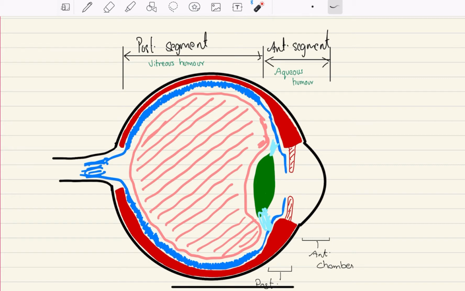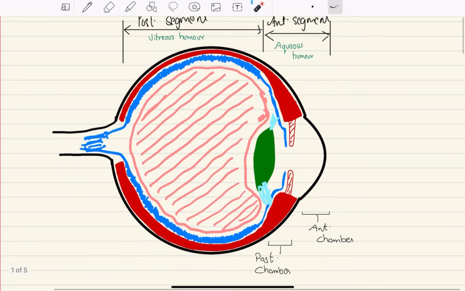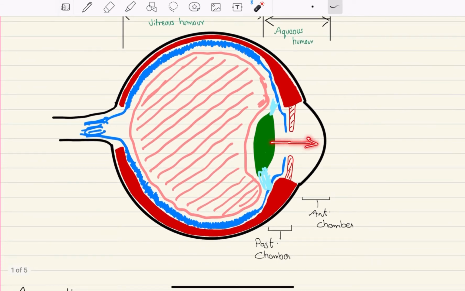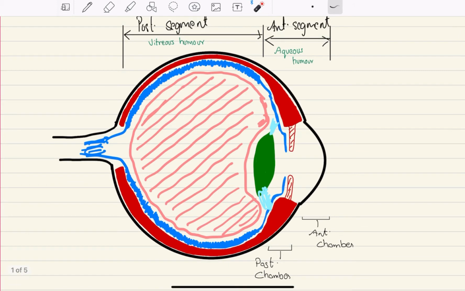An eyeball is divided into two segments, the anterior segment and the posterior segment. The segment that is present in front of the lens is the anterior segment and behind the lens is the posterior segment. Now the anterior segment is again further divided into two chambers, the posterior chamber and the anterior chamber. So the space which is between the lens and the iris is the posterior chamber, and the space which is between the iris and the cornea is the anterior chamber. So it is actually the iris which divides the anterior segment into posterior chamber and anterior chamber.